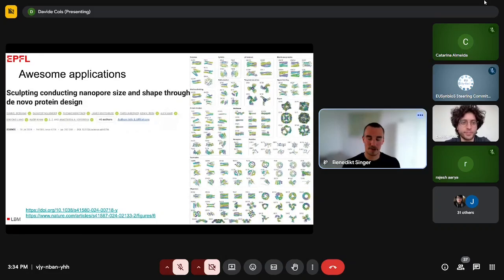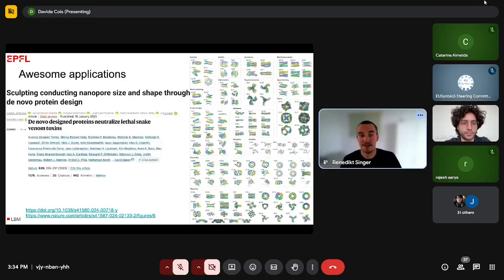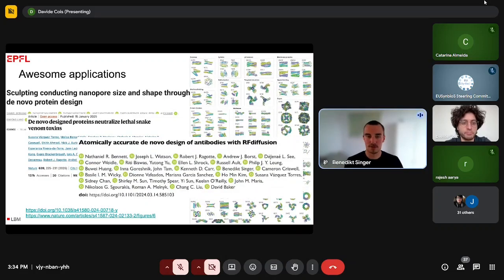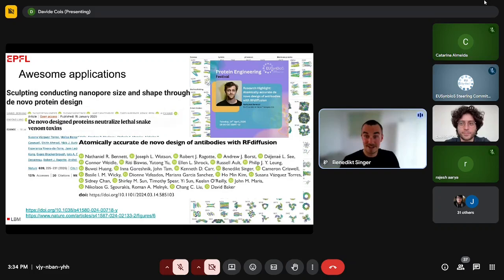Next slide, please. But here you can see people try to sculpt nanopores, which are de novo designed, like some transmembrane beta barrels. Next slide, please. Or they try to design binders against these intrinsically disordered snake venom toxins, which can be used for super fast treating. There's antibody design using a fine-tuned version of this RF diffusion I already mentioned before. Next slide, please. Which actually Nate is going to talk about next Tuesday, so it's definitely worth tuning in. It's a really cool paper.